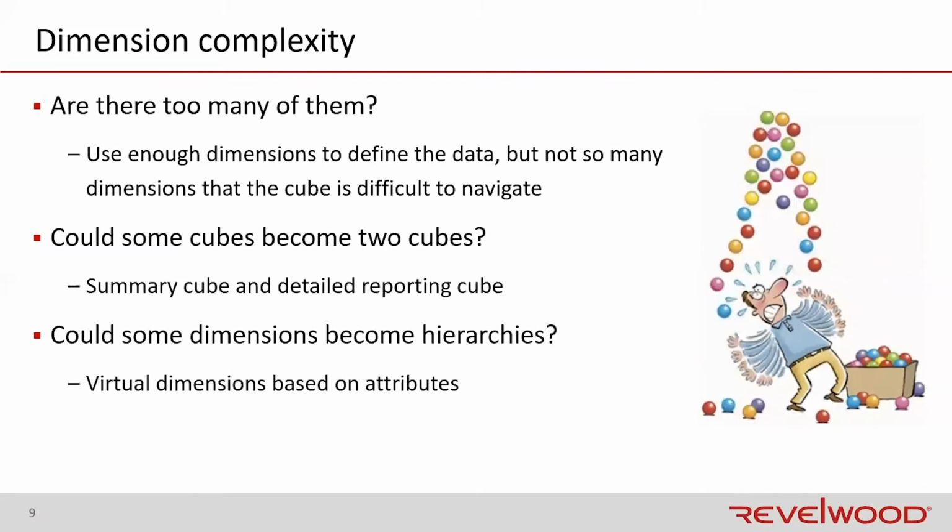So the way you can think about it is, could some of your cubes be two cubes? What we often do is we'll create two cubes. We'll create a summary cube and then a separate cube, which is our detailed reporting cube. The summary cube could be used to do a lot of your reporting. This is where I'm going to see the balance of an account, where I'm going to see totals, where I'm going to see something that comes out of my financial statements.